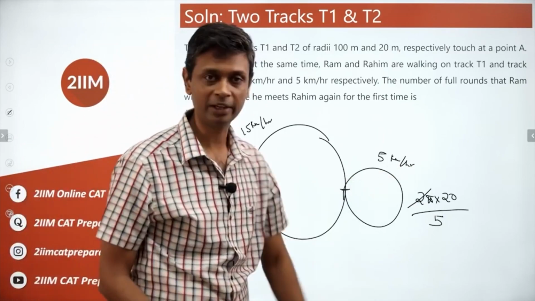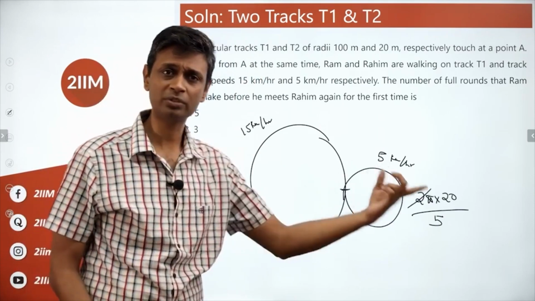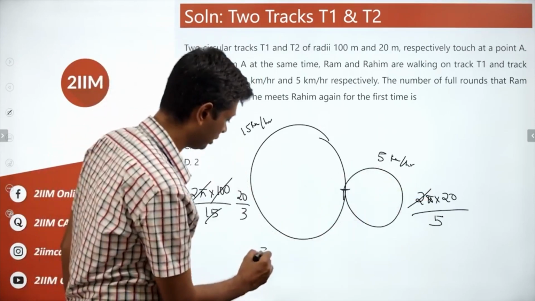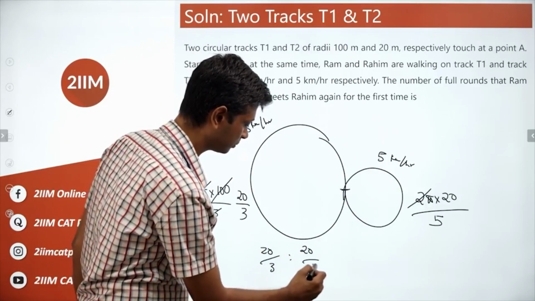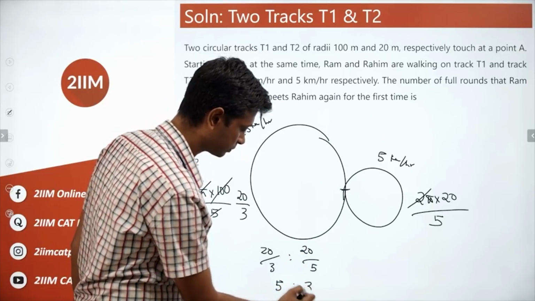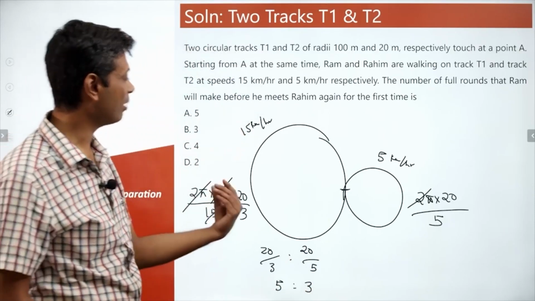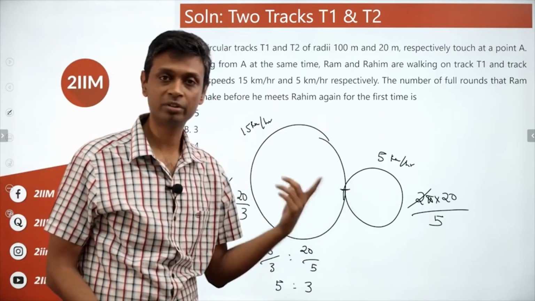This is 20 by 5, right? So, or this is to that. Ratio of time taken is 20 by 3 is to 20 by 5, or 1 by 3 is to 1 by 5, or 5 is to 3. So, if Ram takes 5 units, Shyam will take 3 units.